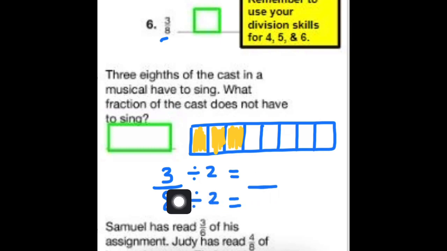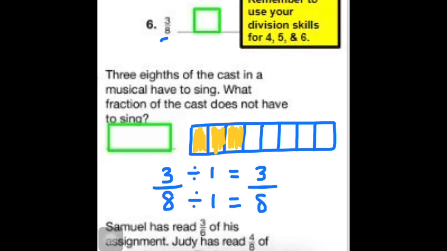1 times 2 is 2. That's not right. 2 times 2 is 4. That's not going to work. So the only thing you have left is 1. And if you remember, that's the definition of the simplest fraction, when the only number that you can divide by is 1. That doesn't change anything, right?